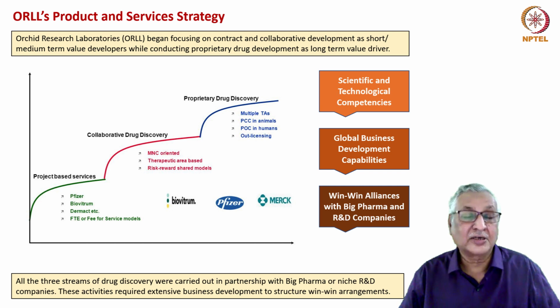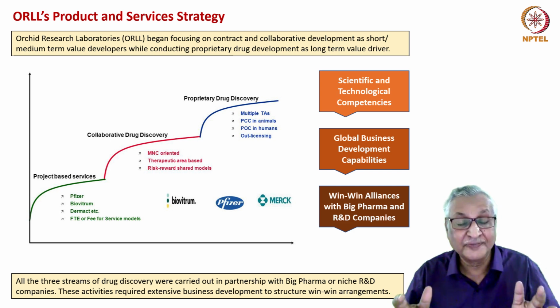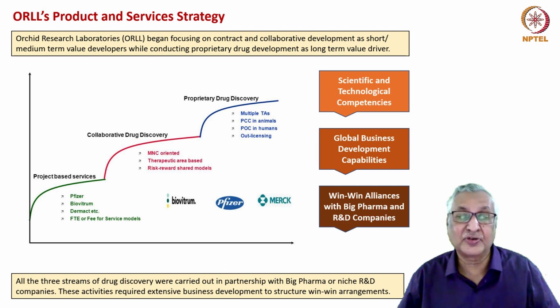ORLL, the drug discovery subsidiary, began focusing on contract and collaborative development as short, medium term value developers while conducting proprietary drug development as long term value driver. So, the first horizon for ORLL was project based services, the second one, collaborative drug discovery, and the third one, proprietary drug discovery. You can see the clarity in the strategy, focus along with diversification. That has been the mantra for ORCID.